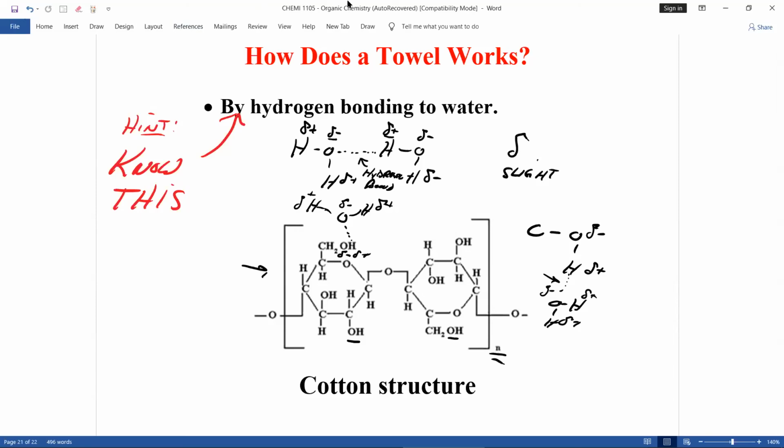Cotton will do this. Paper towels will also have similar structure. It's processed differently. That's why cotton feels different than paper towels, because cotton comes from a cotton plant, which has a slightly different structure than paper towels, which come from pulp from trees. But they both hydrogen bond.